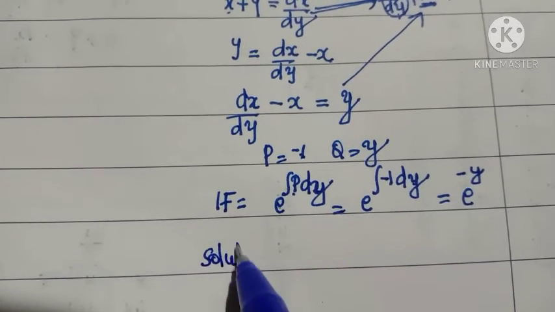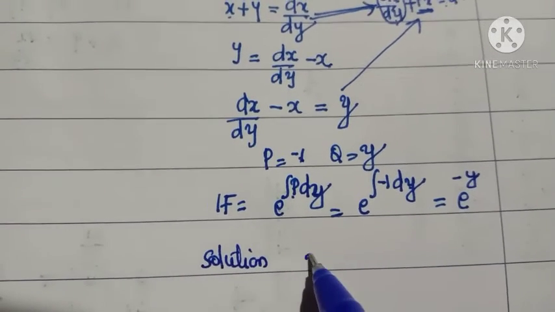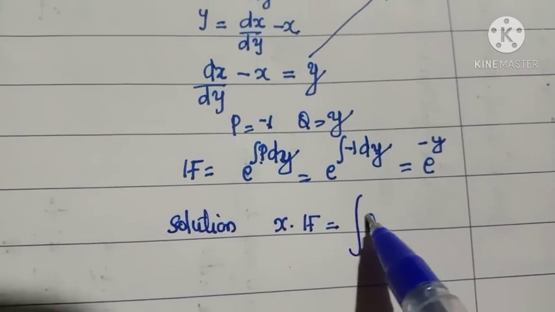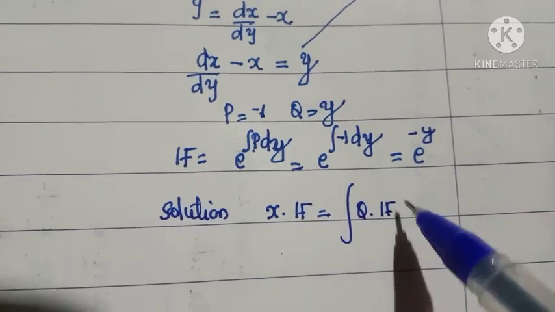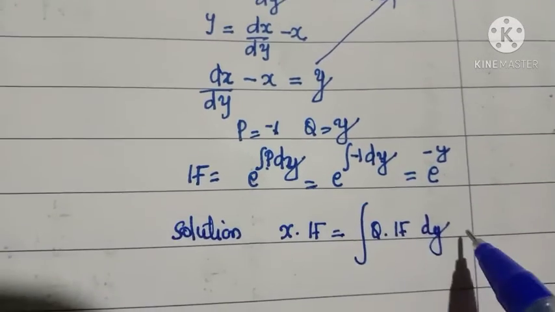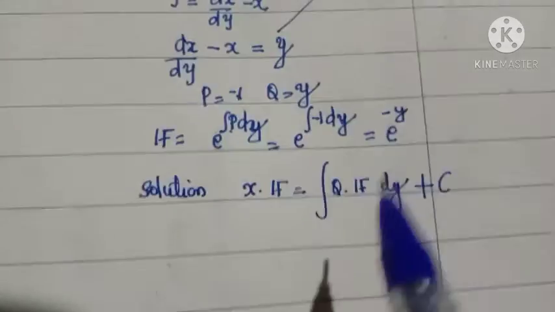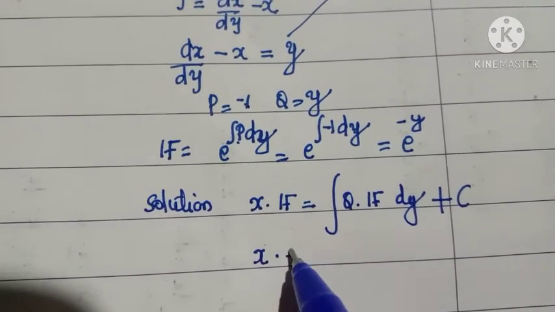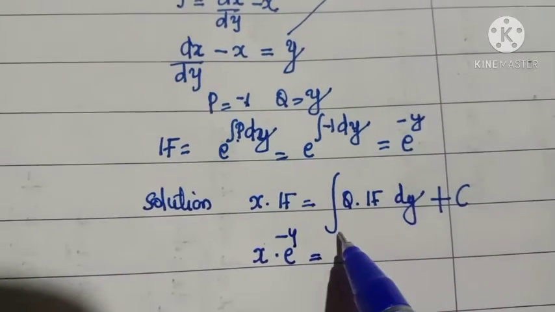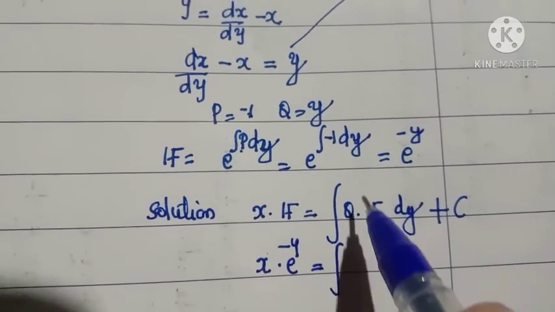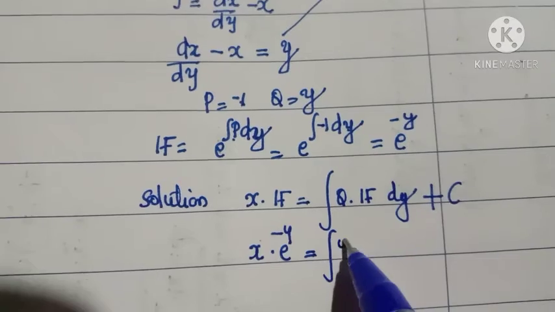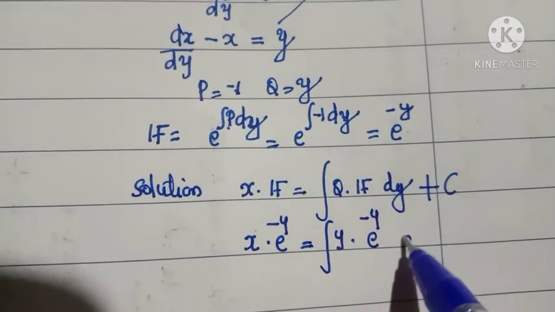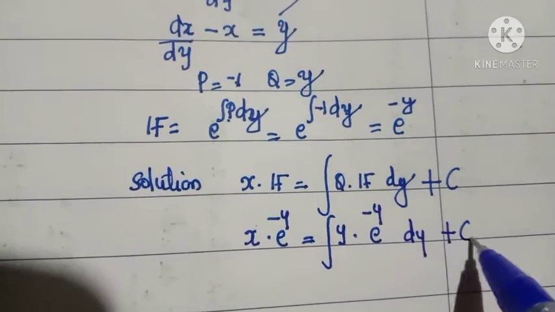Now what is the solution? The solution is: x into the integrating factor is equal to the integral of Q into the integrating factor dy, plus c. Substitute the integrating factor here. So x into e raised to minus y is equal to the integral of Q, which is y, into the integrating factor e raised to minus y, dy, plus c.